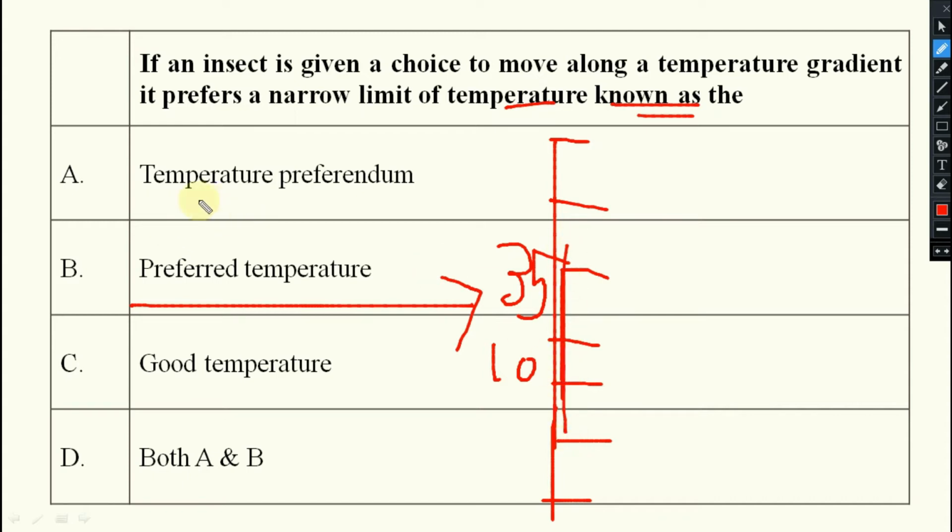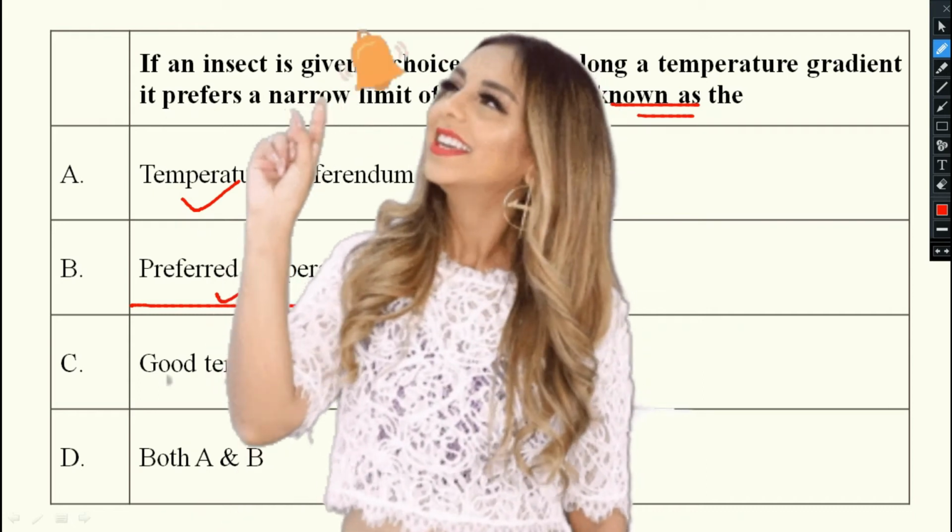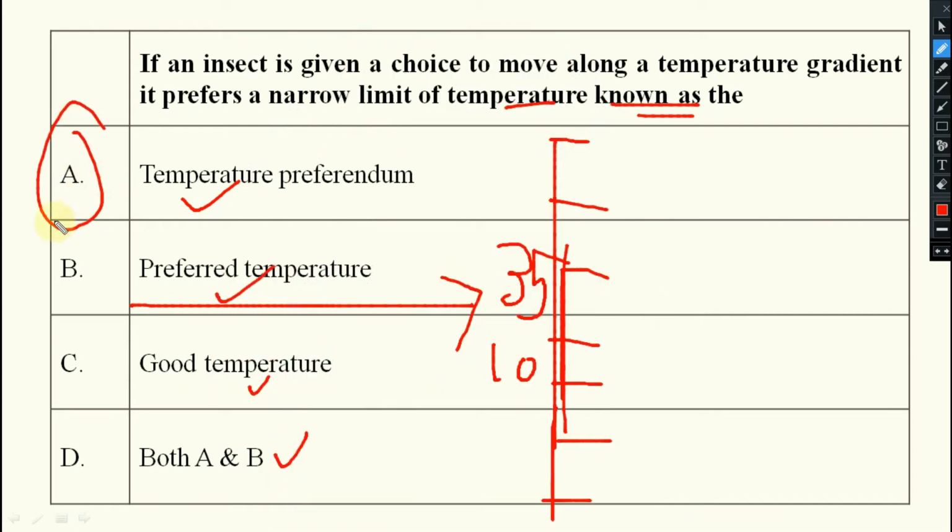The options are temperature preferendum, preferred temperature, good temperature, both A and B. So the answer will be both A and B. Option D will be the right answer, that is both A and B.